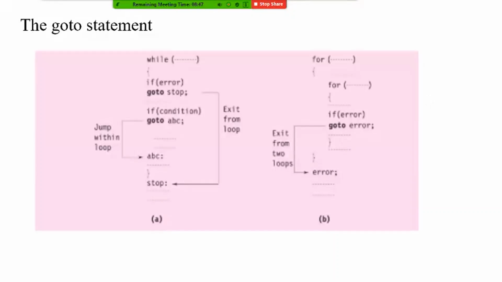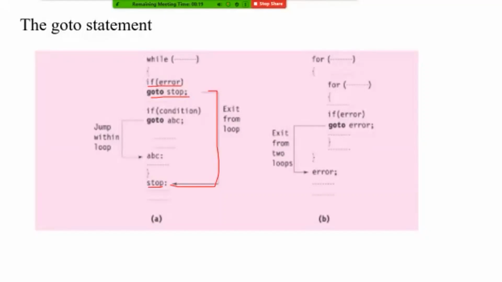Here I have also given an example. Here we are giving some go-to statements. This we have already seen in the previous example also. Wherever we are giving if error, go to stop, stop is outside the loop. Anywhere we can give the label. So whenever we give go to stop, it will take the program control to wherever we have mentioned stop.